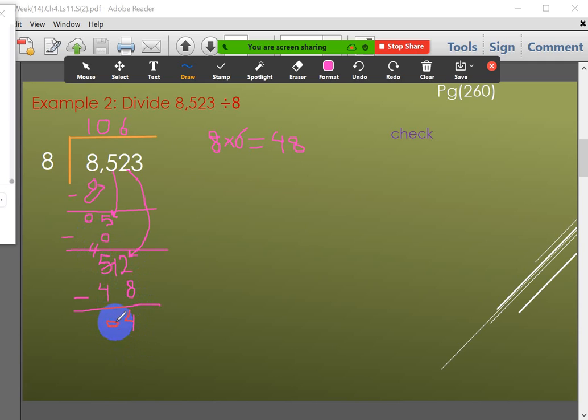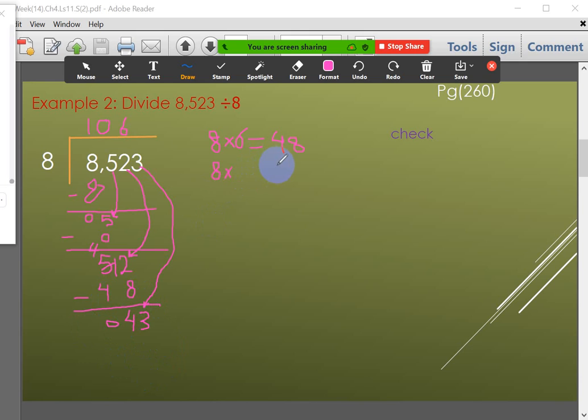Did I finish here? No, there is a ones, the ones number. I have to take the ones and put it next to the 4, so it will be 43. Now 43 divided by 8. What is the number that I will multiply with 8 that will give me the closest number to 43?